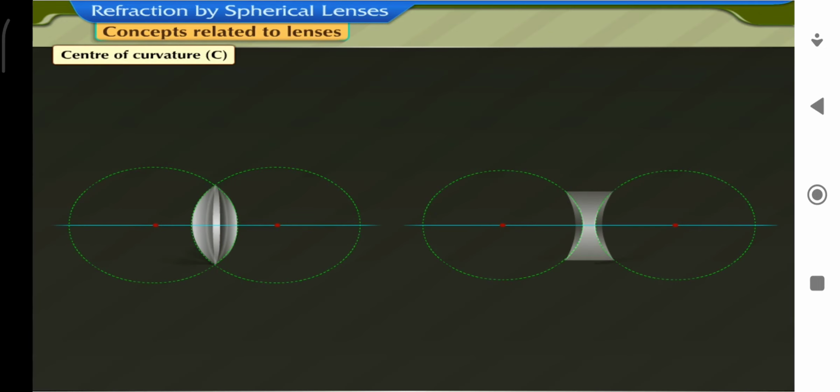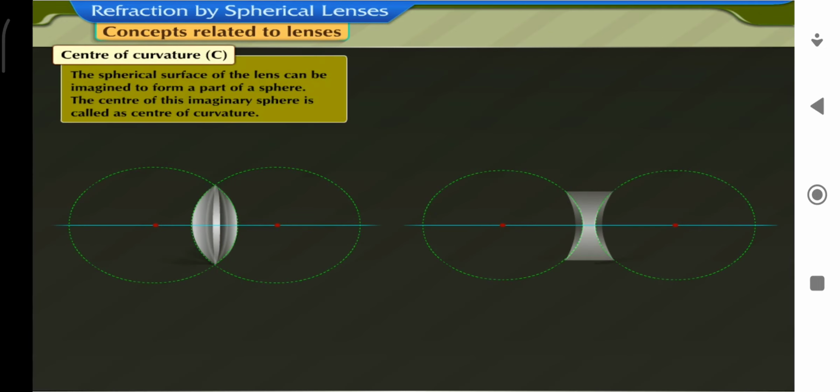Center of curvature, C. The spherical surface of the lens can be imagined to form a part of a sphere. The center of this sphere is called as center of curvature. It is usually represented by the letter C. There are two surfaces, hence there are two centers of curvature, C1 and C2, corresponding to two surfaces.